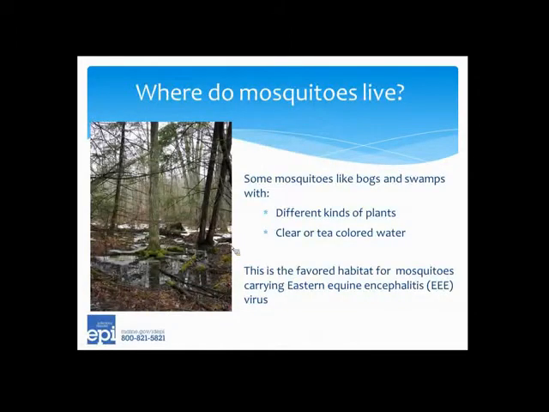So where do mosquitoes live? Well, I already mentioned that there's 45 different species of mosquitoes here in Maine, so they have some different types of habitats. Some mosquitoes like bogs and swamps. These have an assortment of different kinds of plants. The water tends to be clear, that tea kind of murky brown color. This is the preferred habitat for mosquitoes that can carry Eastern equine encephalitis.